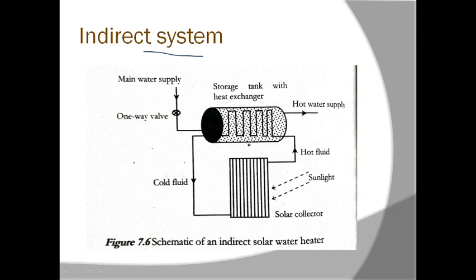As you see here, this is the storage tank where water is stored. There is a main water supply through which the input water is fed into this tank. There is a supply to the outside from where hot water is taken out. Now how does the heating inside this tank happen? There is a mechanism including a solar collector.